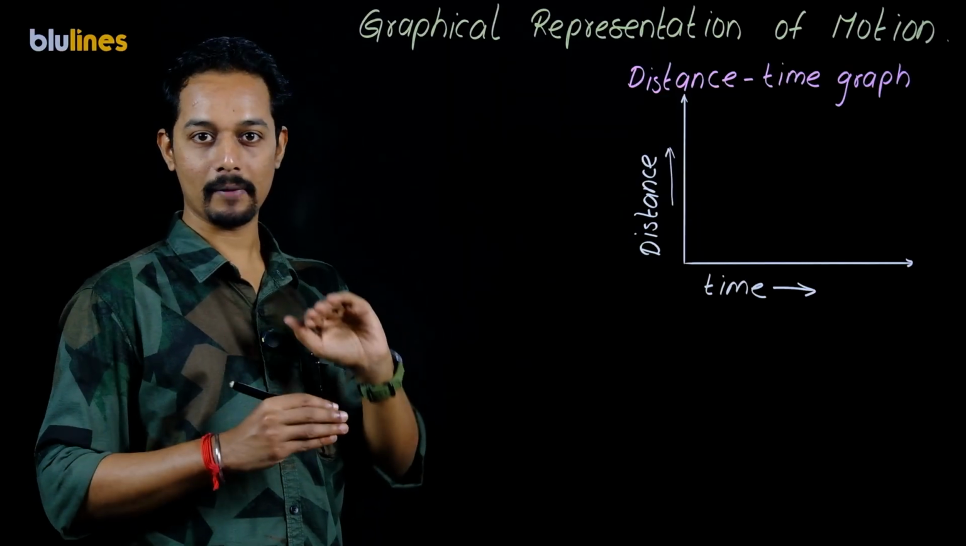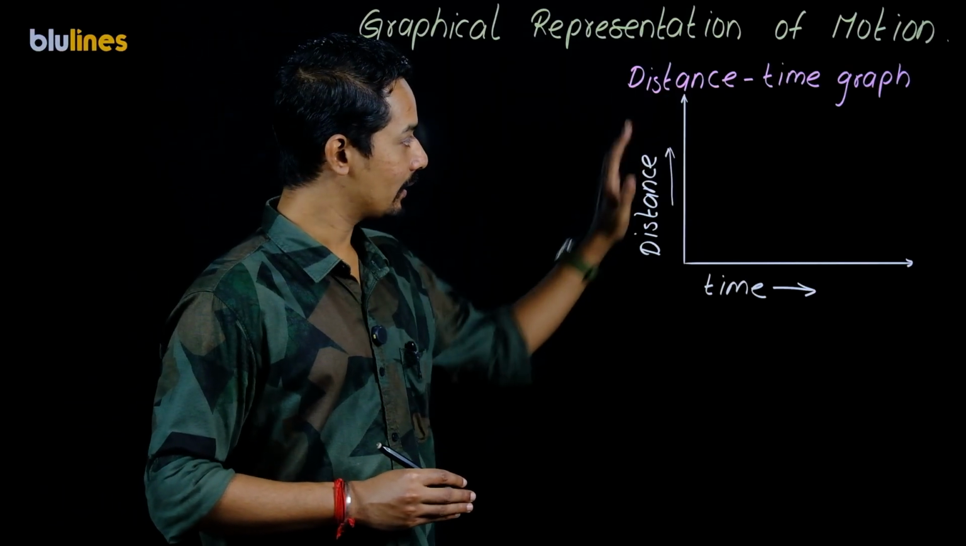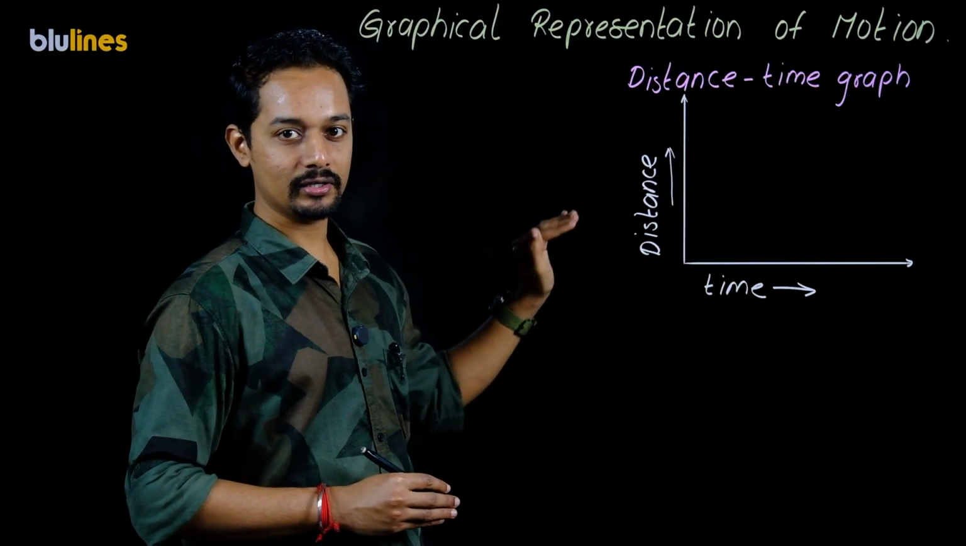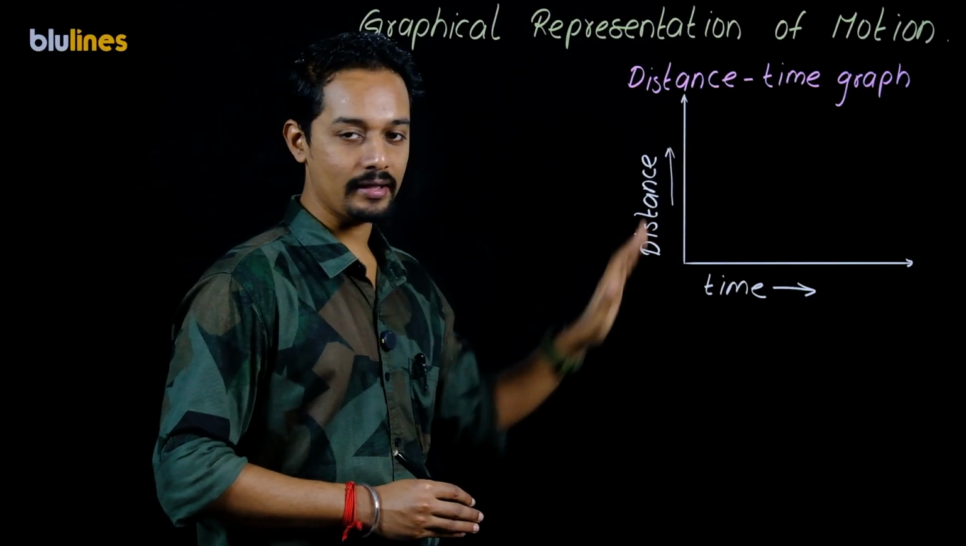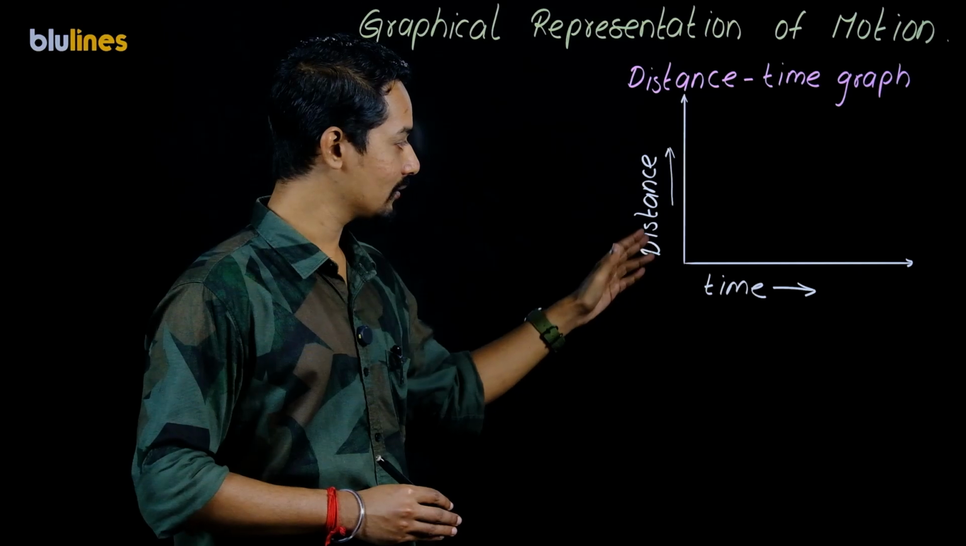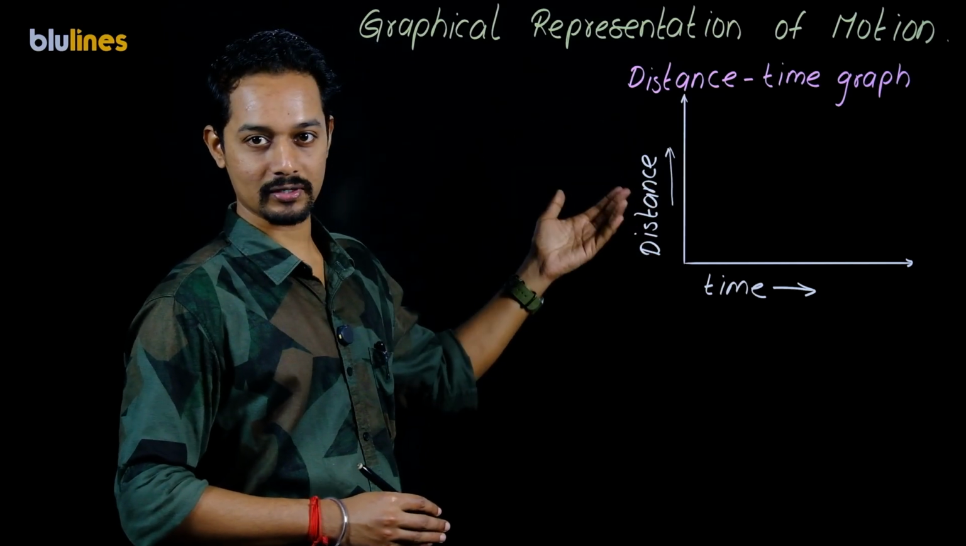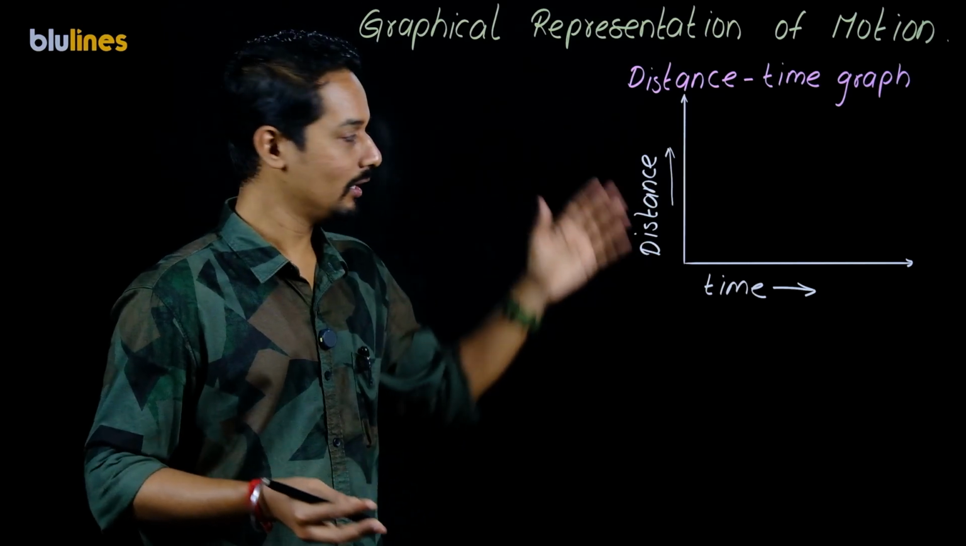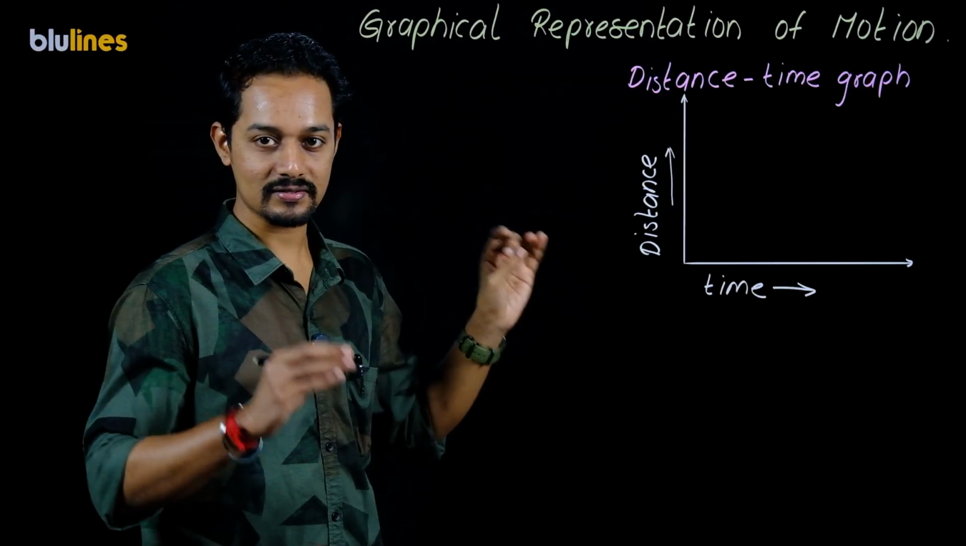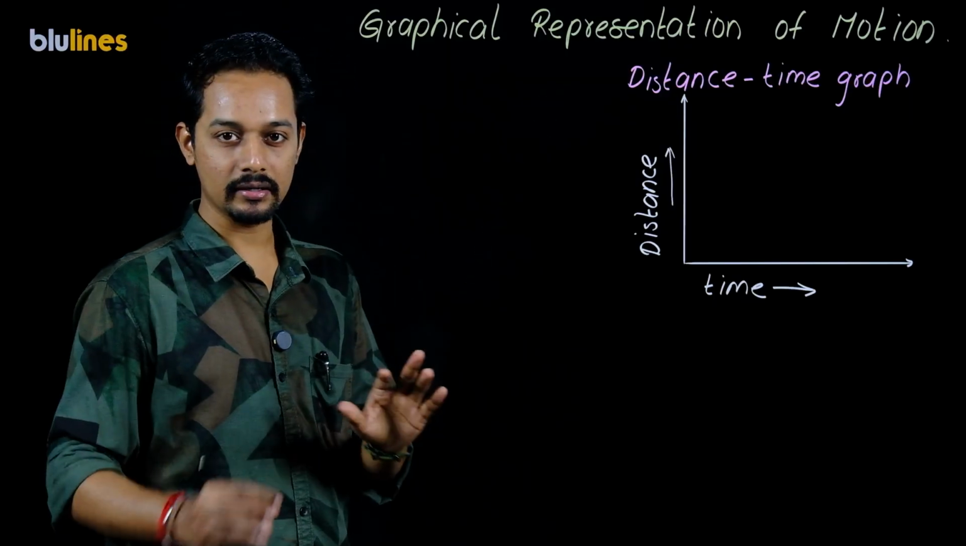Always remember there are multiple graphs. A graph has to be specified uniquely by the y-coordinate and x-coordinate. Instead of distance, it can be speed, or velocity. So we'll have different kinds of graphs. Here we focus on the distance time graph. Let's take three conditions.